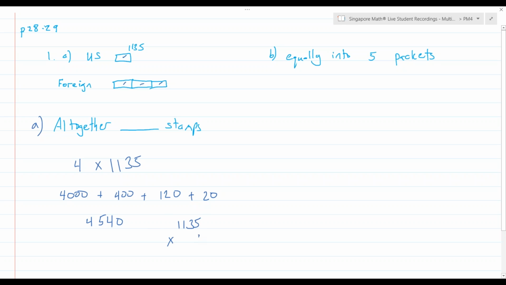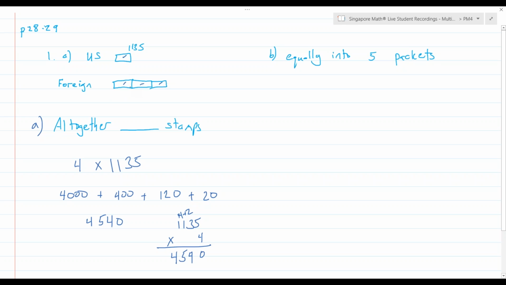So we're going to transition into doing the vertical type more and more, where you start really with the ones and find that 4 times 5 is 20, so that's 0 ones, but you have 2 tens. And we have 4 times 3 tens is 12 tens, but 2 more makes 14 tens, so that's 4 tens and an extra 100. 4 times 100 is 400, 1 more 100 makes 5. 4 times 1,000 makes 4,000. So either way, of course, we have 4,540 for the total number of stamps.